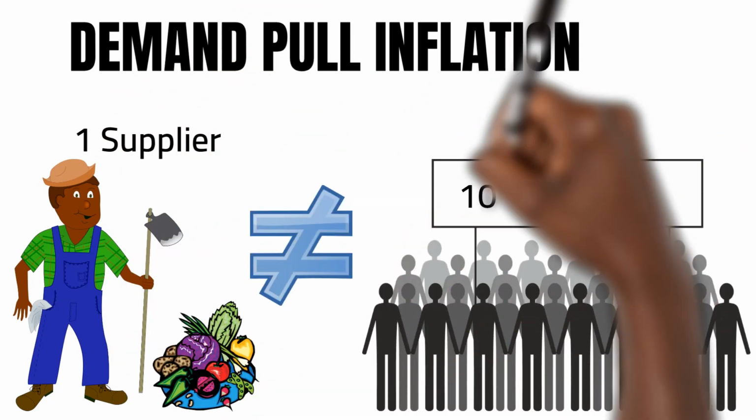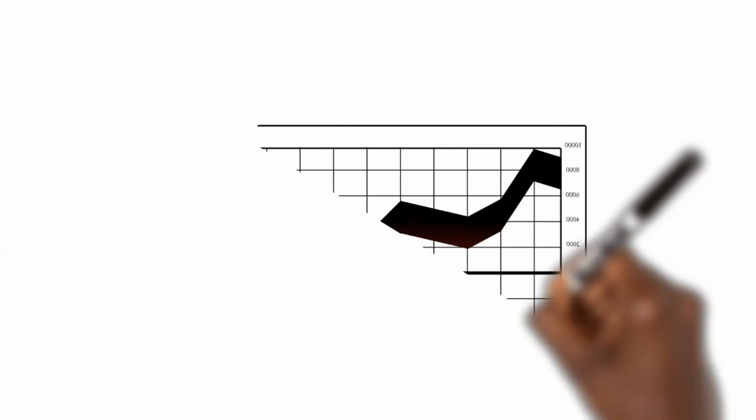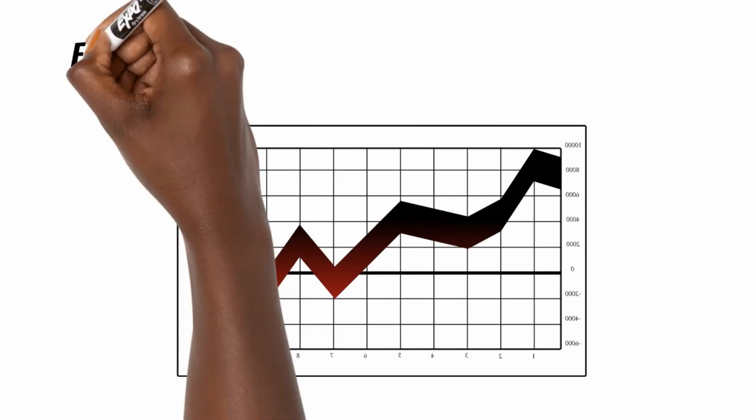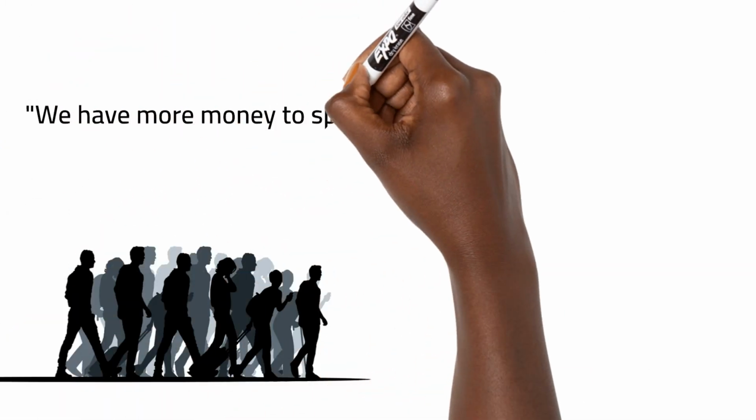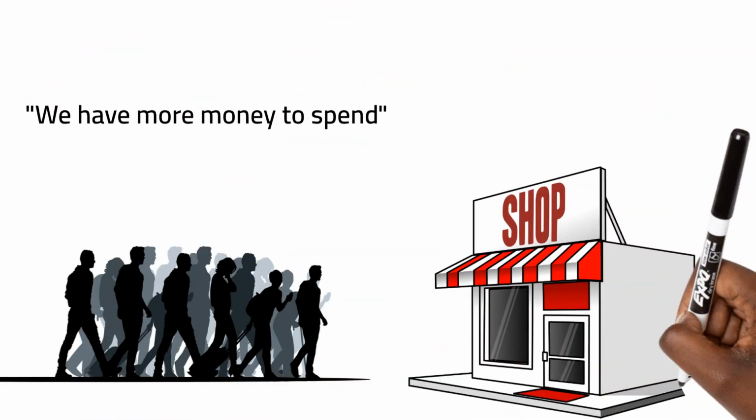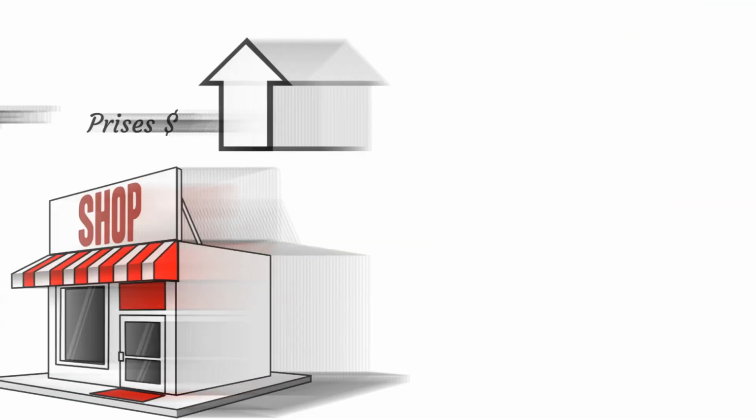Demand-pull inflation occurs when demand for goods and services in an economy outpaces the supply, causing prices to rise. This can be seen in situations where the economy is growing rapidly and consumer spending is increasing. When consumers are spending more money, companies are able to charge higher prices for their goods and services, leading to an overall increase in prices.